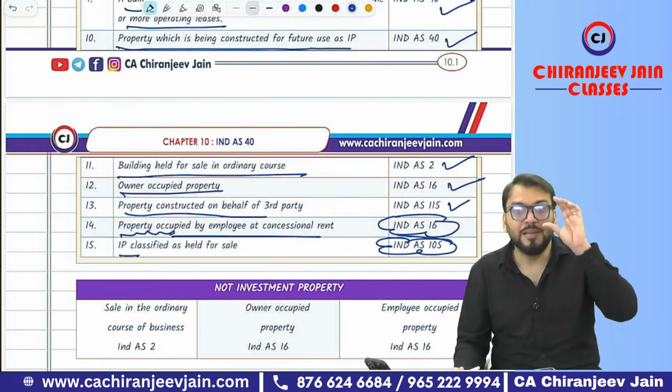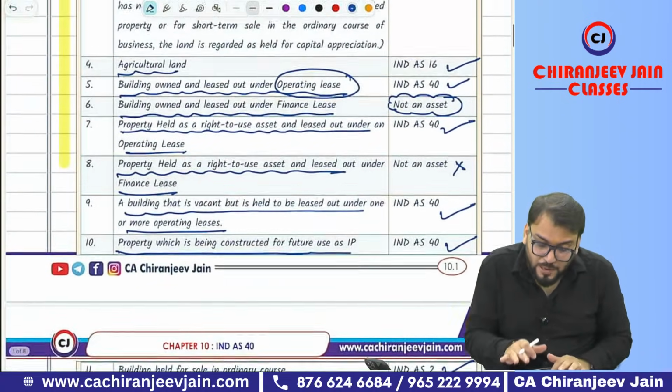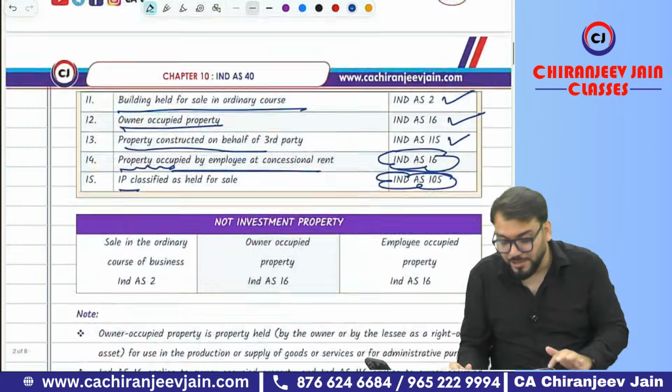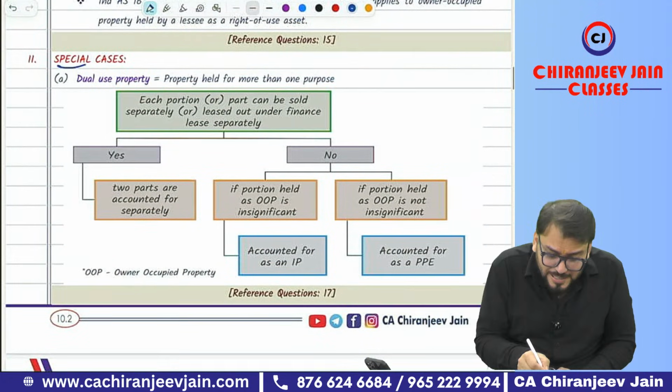Ind AS 105 will be attracted. Got it. From this also an MCQ type of question can be asked. Very, very important. This example is super important. Chalega. Now there are some special cases.